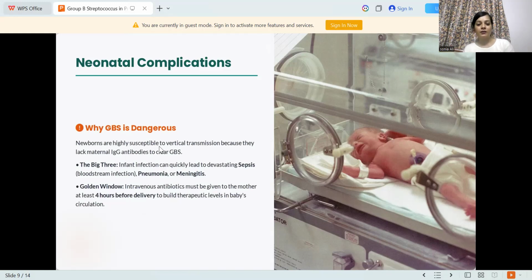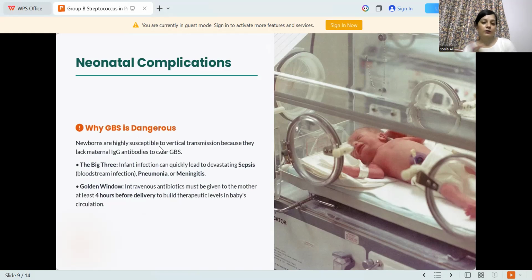And this is a big three: infant infections can quickly lead to devastating sepsis. If we are not able to treat this sepsis and bloodstream infection, the infant will die. Another cause is pneumonia. After that, meningitis occurs due to GBS, which is very dangerous for the infant.